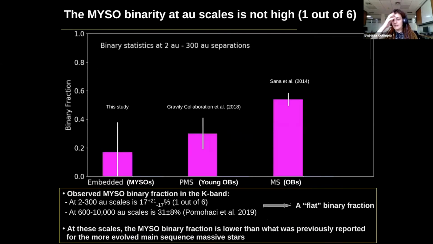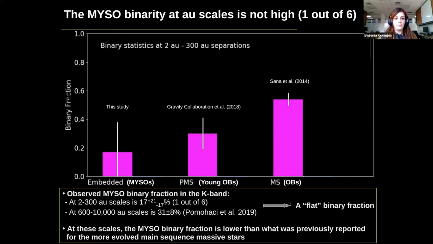Going to the third question that we want to address, how about the MYSO binarity at AU scales? Well, it's not so high. So basically, we find only 1 out of 6 MYSOs to be parts of binaries.